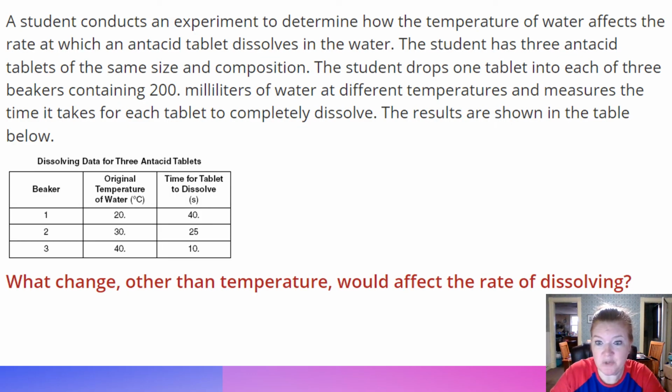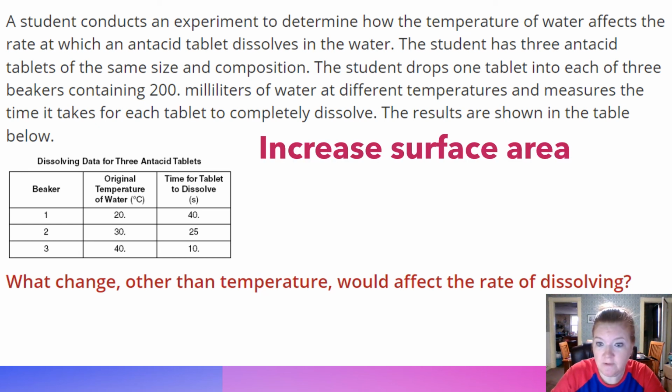Okay, let's look at this question. A whole bunch of reading, I'm going to skip it. It says, what change other than temperature would affect the rate of dissolving? So it doesn't say increase the rate of dissolving. It often does. So I'm going to frame it as increasing the rate of dissolving, but in reality, I just have to change it. So I could change the surface area.